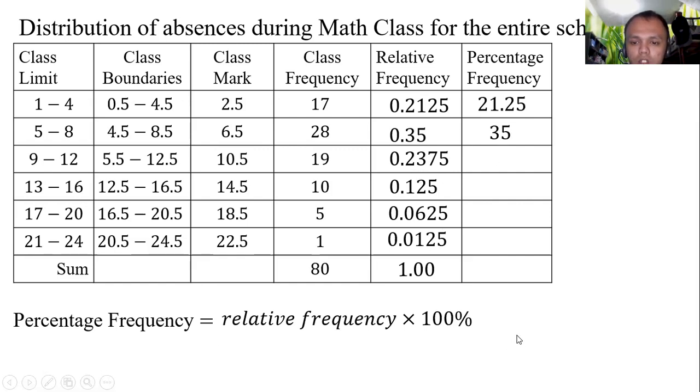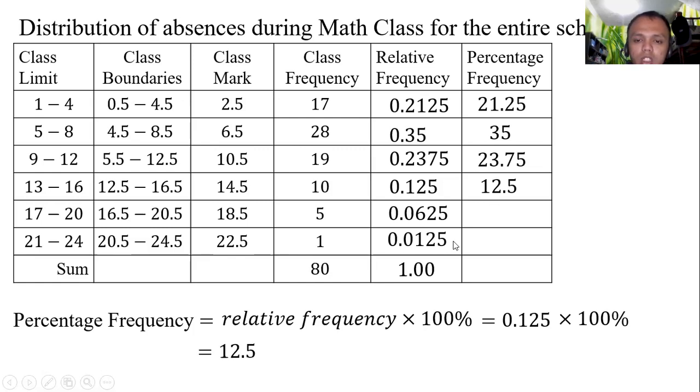Next, 0.2375 times 100 is 23.75. Next, 0.125 times 100 is 12.5. 0.0625 times 100 is equal to 6.25. Next, 0.0125 times 100 is equal to 1.25. If we add all of these, we have a total equal to 100.